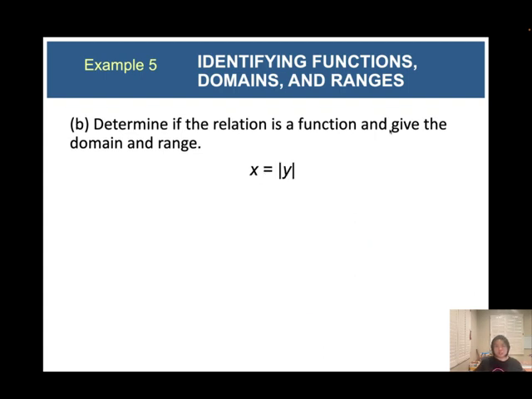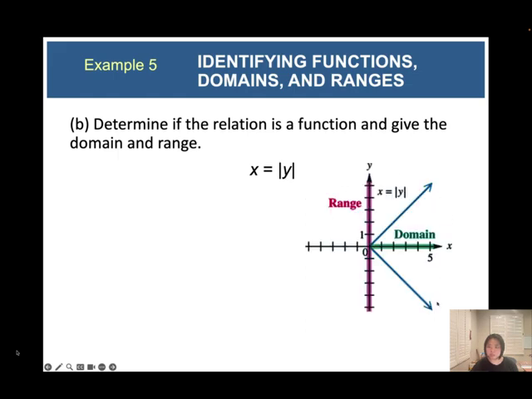Okay, this one. Determine if the relation is a function and give the domain and range. So this is x equals the absolute value of y. So you know this is going to be a V shape, and this is the absolute value of y, so the V shape is going to be like this, right? So for the domain, you can see the graph starts from here, so it's from 0 to positive infinity. And then the range will be all of them, so all real values from negative infinity to positive infinity.